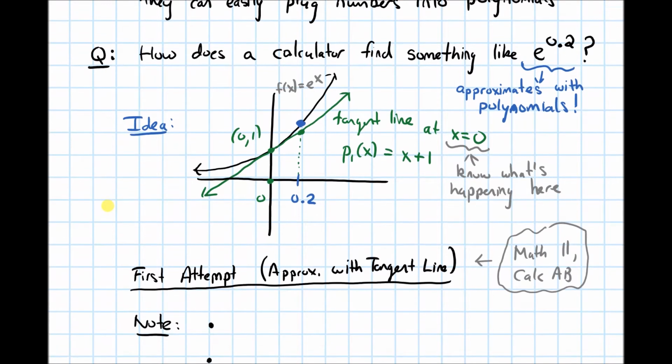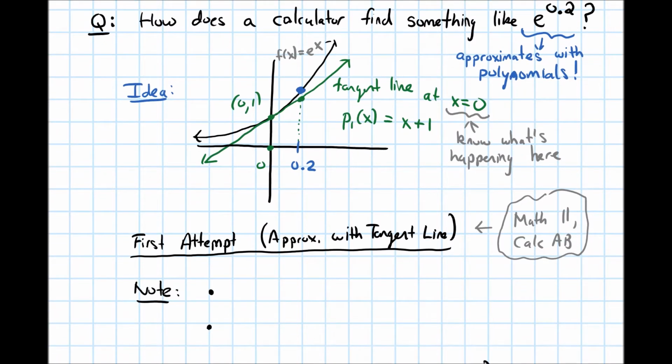So there are two things that I want to note about this approximation. The first is, if you take 0 and you plug it into the function, into e to the x, and if you plug it into the tangent line, so if you plug 0 into both of their equations, these are equal because they have the same y value. Both of these y values are 1 at x equals 0.